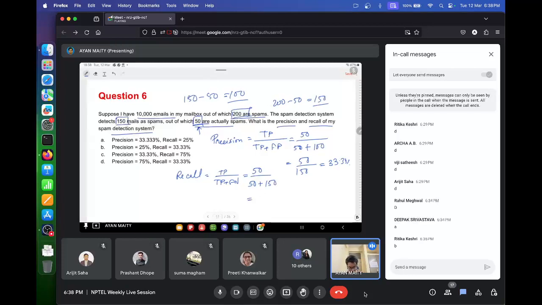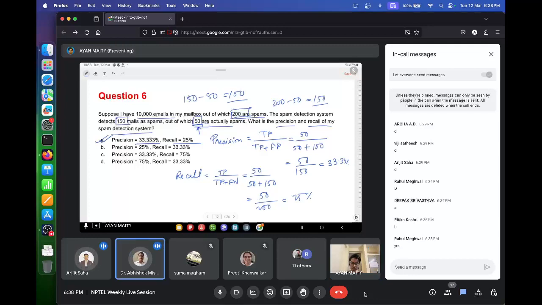So false negative is 150. So this is 50 by 200, which is 25%. So precision is 33.33%, recall is 25%. Yeah, so this is how you have to find out the values of TP, FP, FN and then compute this precision and recall. So is this answer understandable? Is there any doubt in this question?